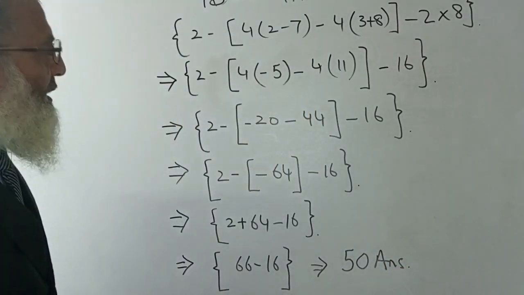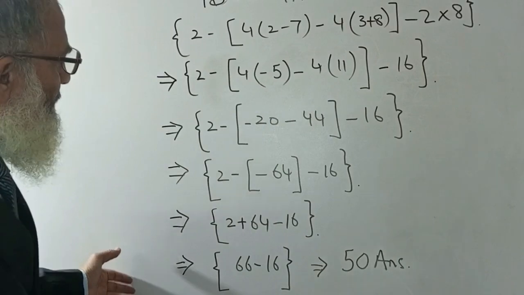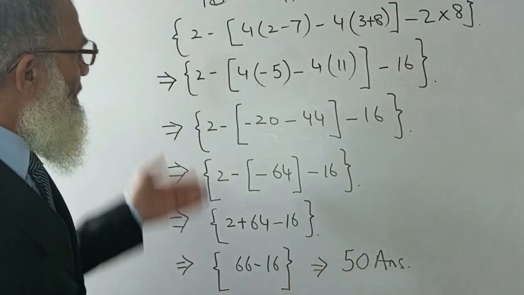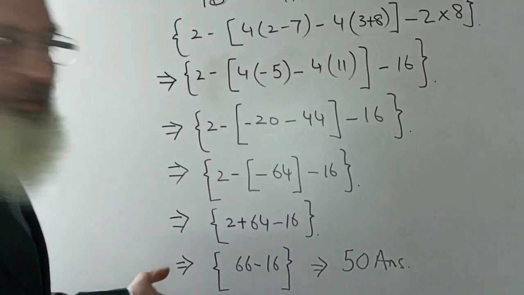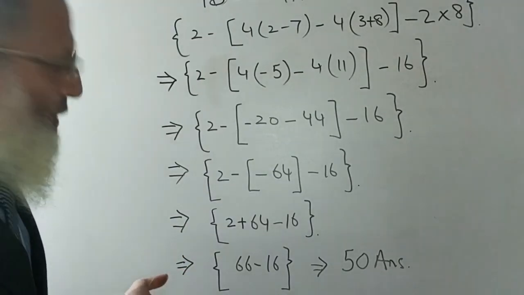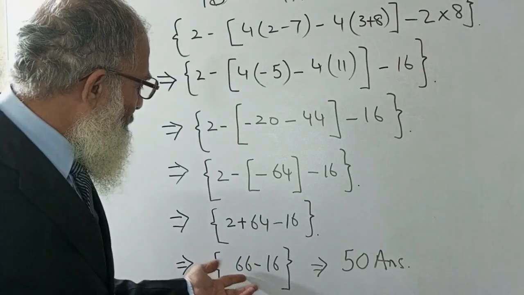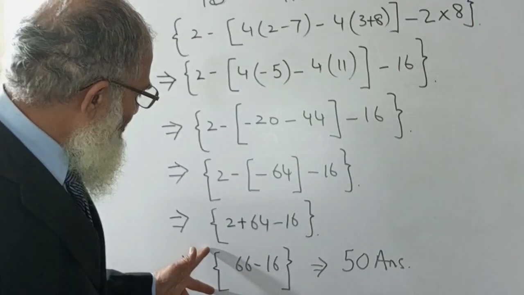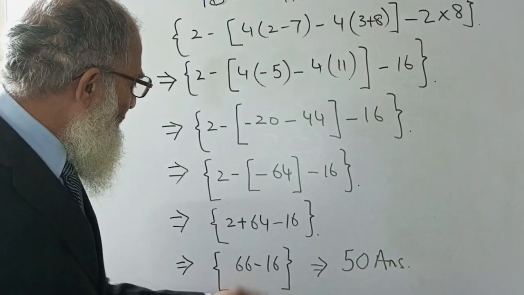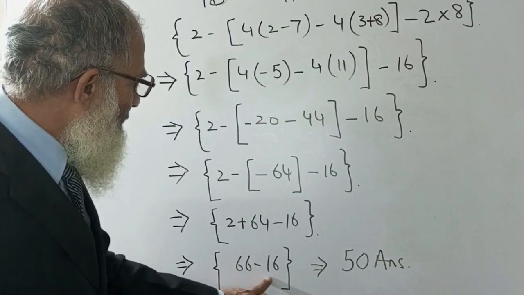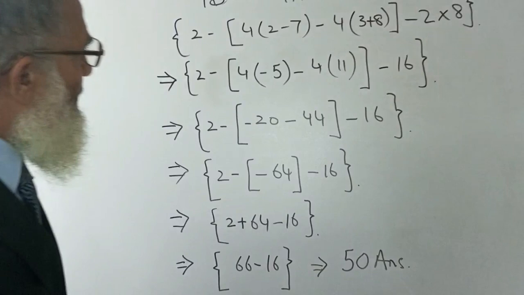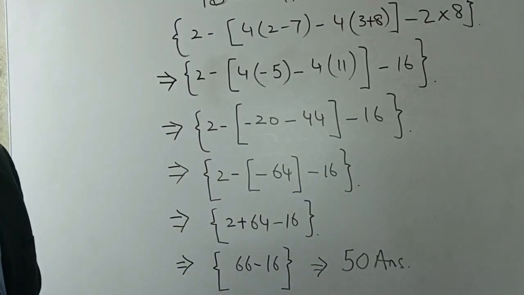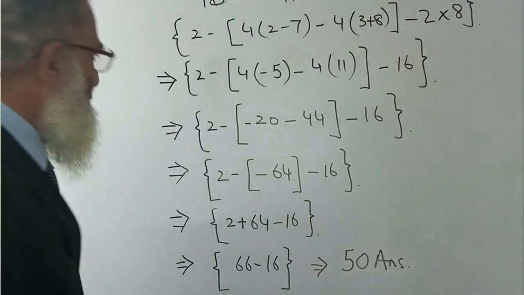So you see that it was an interesting question, a new one with new concepts, and you did it with great ease and comfort. You have to just in the last also solve this bracket in the end. So 66 minus 16 is 50, and that is our answer, and this was the example. Now I proceed towards the exercise.